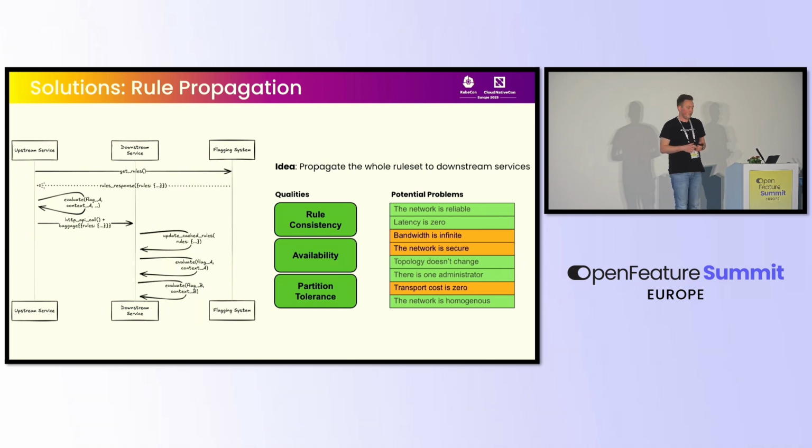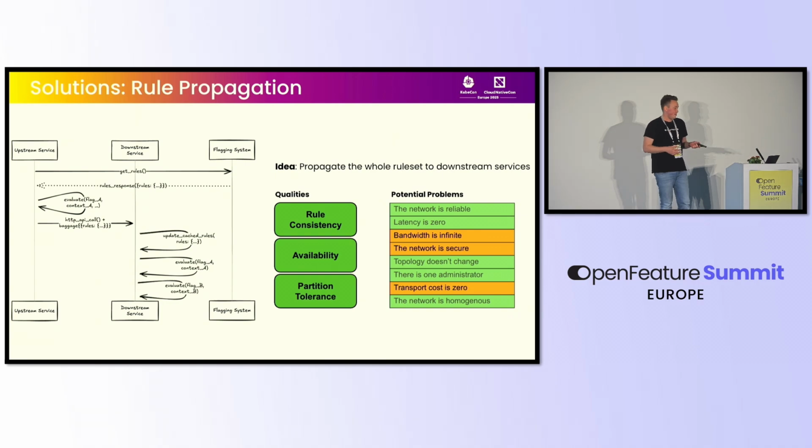And so what we can always ensure is rule consistency between the upstream and the downstream services. Also, we get partition tolerance between the downstream service and the feature flagging system because we just don't have to call them. It just doesn't matter. And we get availability that is not dependent on a feature flagging system. So the only availability concern we have is that the services can talk directly to each other.